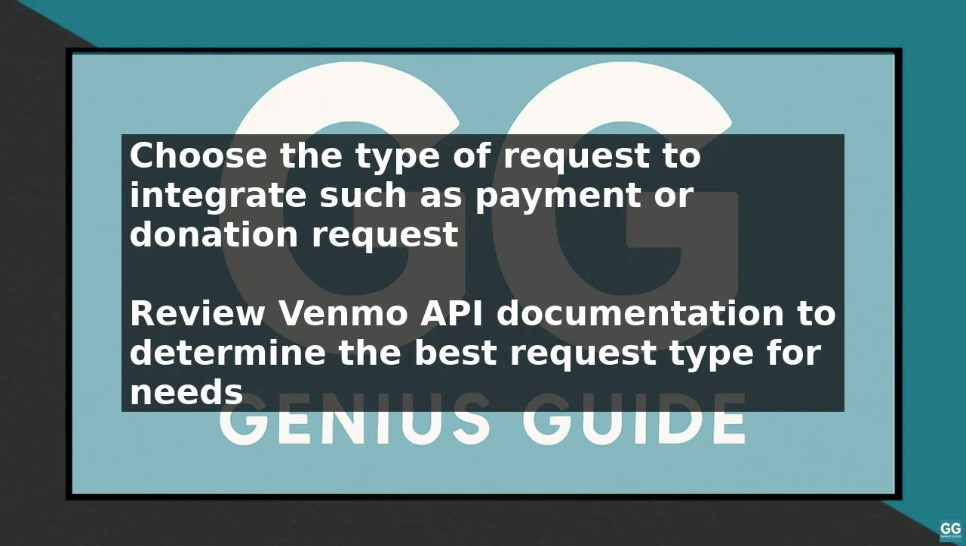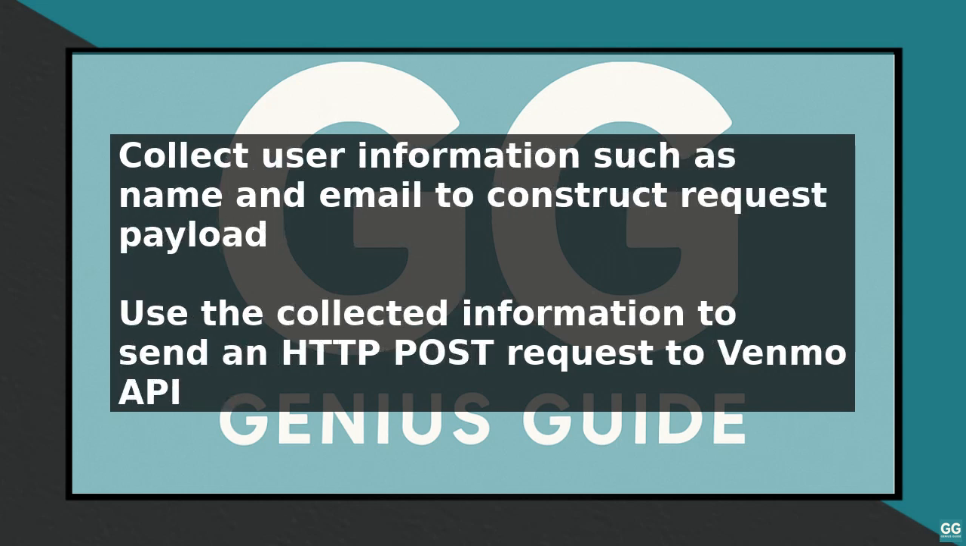To send the request, you will need to make an HTTP POST request to the Venmo API endpoint, including the request payload and your API key in the headers. The Venmo API will then process the request and return a response, which will include a URL that the user can use to complete the request.